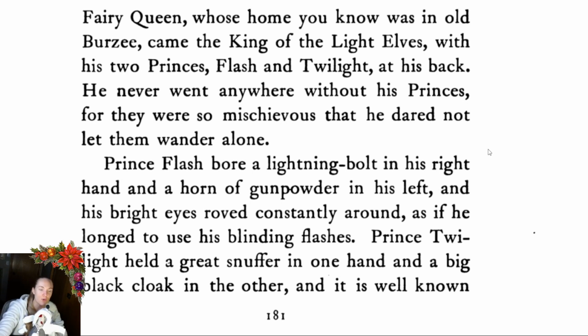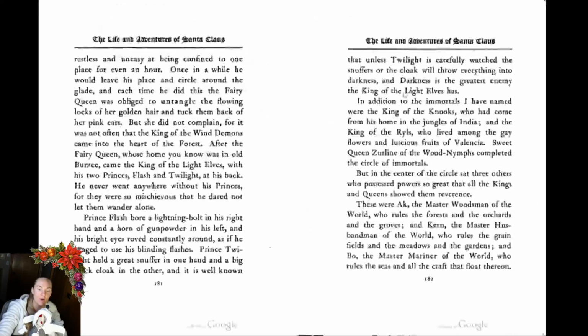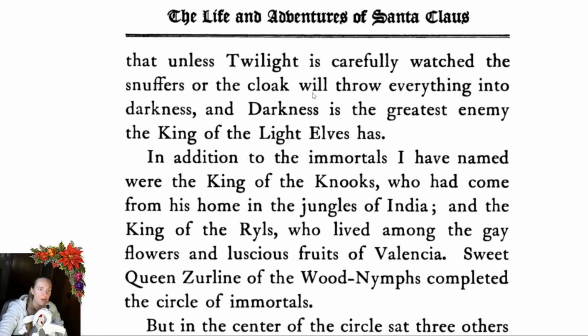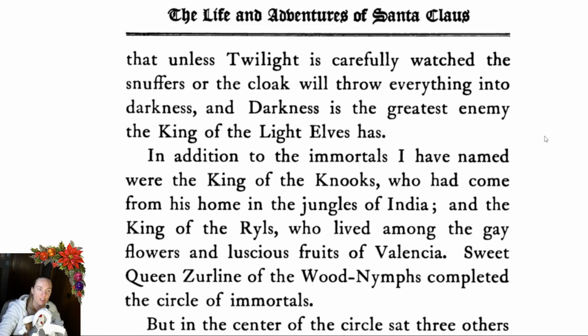Prince Twilight held a great snuffer in one hand and a big black cloak in the other, and it is well known that unless Twilight is carefully watched, the snuffers or the cloak will throw everything into darkness. And darkness is the greatest enemy the king of the light elves has.